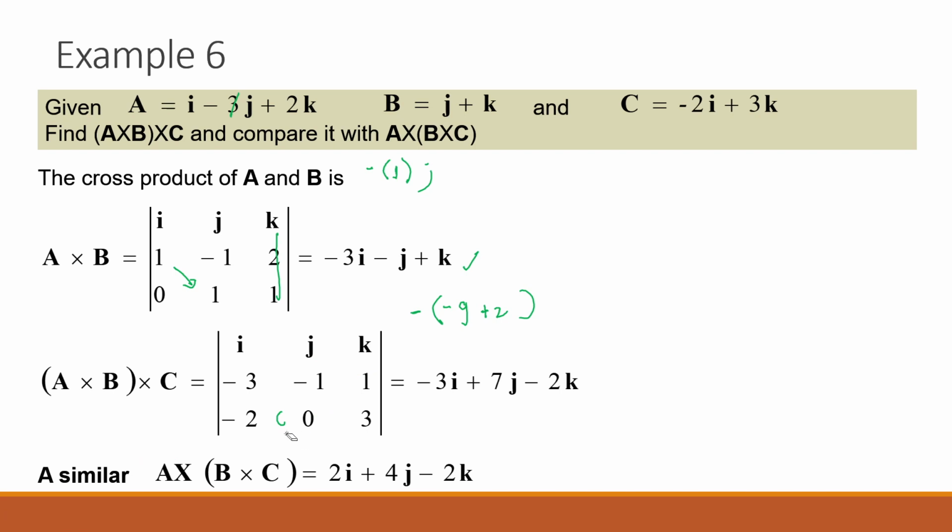Okay, lastly, component K. Here we have negative 3 times 0 is 0, and then minus a negative, which is positive 2, so negative 2K. So lastly, A cross B cross C has 2I.